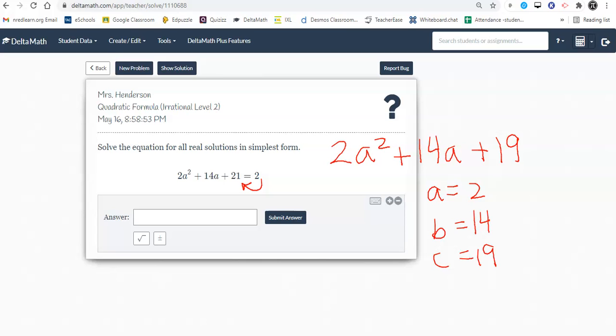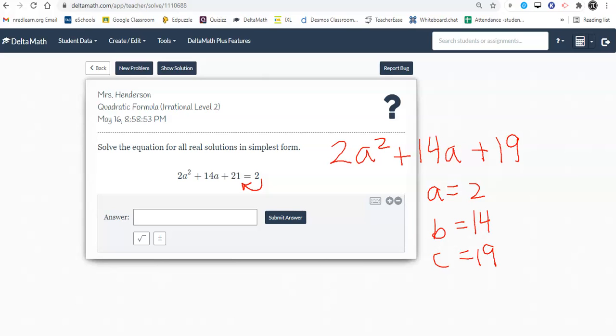What does it say? Ooh, write it in simplest radical form. Oh man, I did all that work for nothing. But that's okay, because when you write in simplest radical form, all you need here is a discriminant. So I have 14 squared minus 4 times 2 times 19. All right, so that gives me 44.